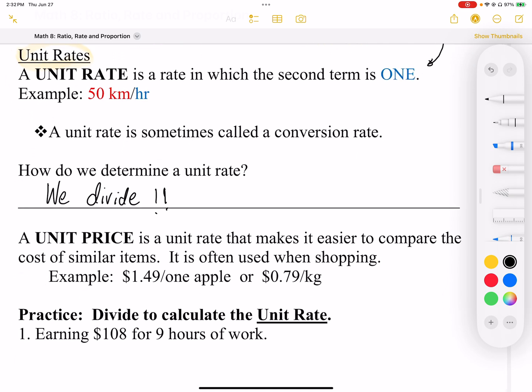So unit price is a price that makes it easier to compare the cost of items. So when we're shopping, we want to know how much one apple costs. Okay, sometimes we're given the rates in terms of more than one apple or more than 1 kilogram. If we can find the unit rate by dividing, okay, again, we find unit rates by dividing, we can compare those unit rates much easier.